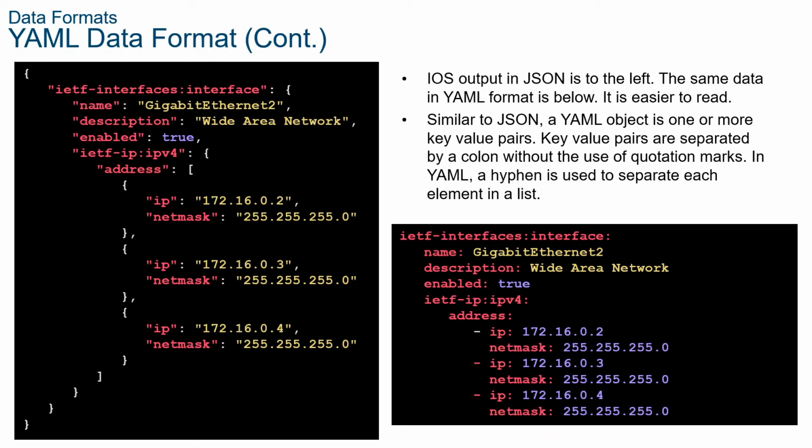In YAML, a hyphen is used to separate each element in the list. This is shown for the three IPv4 addresses in the following output. So you've got the YAML for gigabit Ethernet 2 in this representation here. They have the same output but different data representation. One is in JSON and the other one is in YAML.